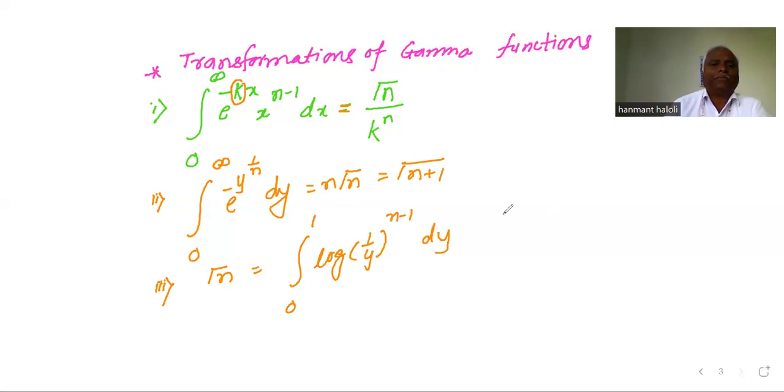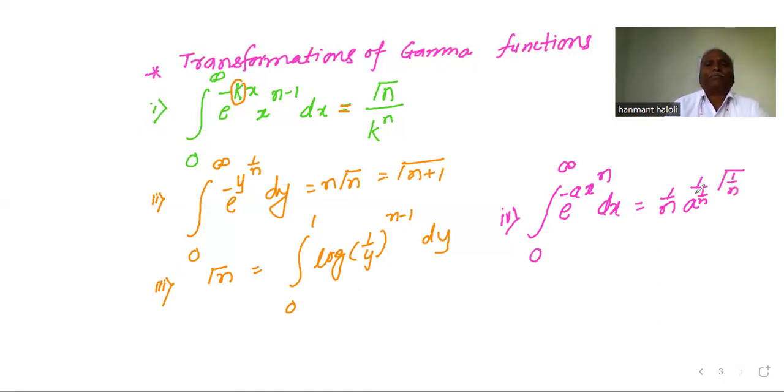One more I'll define here. Fourth one. Integral 0 to infinity e raised to minus a x raised to n, means here k also there and x raised to n also there, in that format, dx equal to 1 upon n, again 1 upon nth root of a, means a raised to 1 by n, and gamma of 1 upon n. This is one of the important formulas.